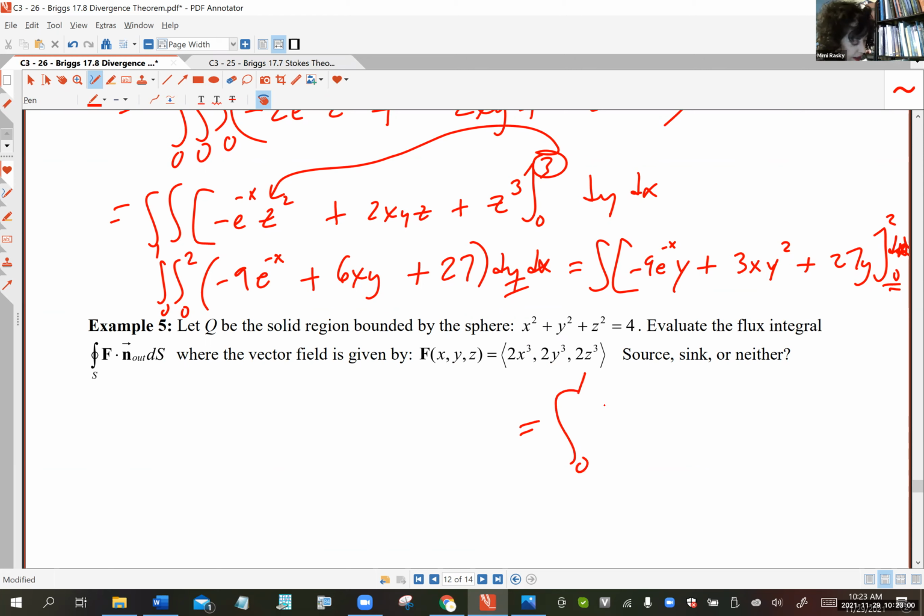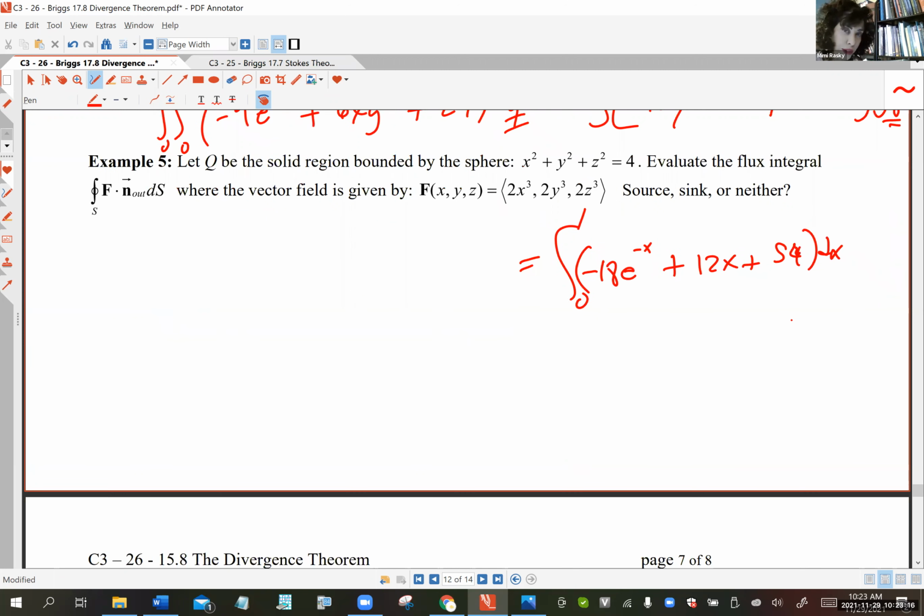So we'll get negative 9 times 2, negative 18 e to the negative x plus 3 times 2 squared is 12, 12x plus 27 times 2 is 54. Now, this is an easy integral, but be careful. I'm going to show you the student pitfall. After we integrate, we'll get 18 e to the negative x plus 6x squared plus 54x, and we're going to evaluate between 0 and 1.